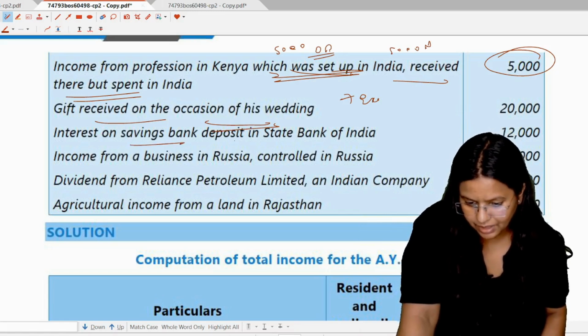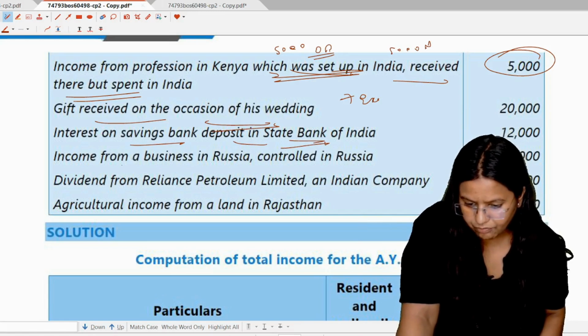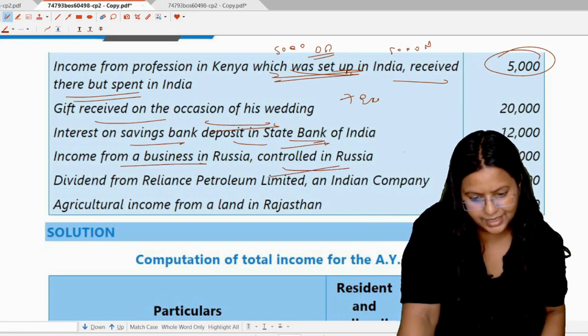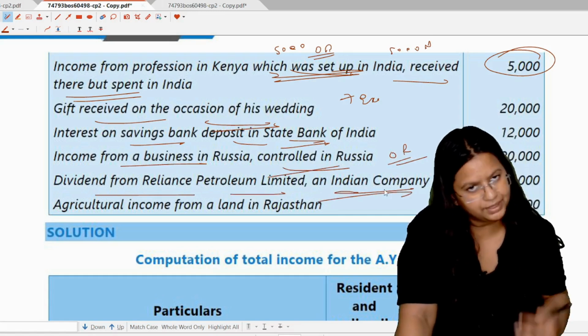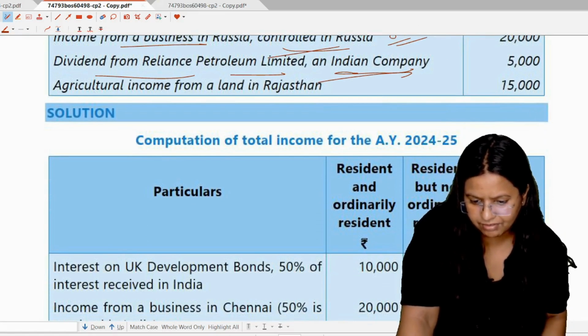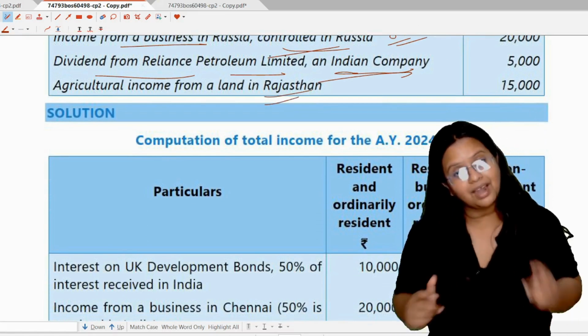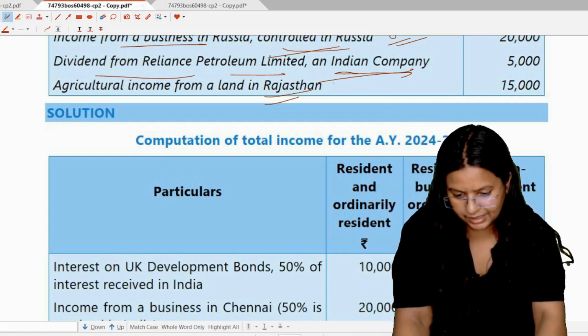Interest on saving bank deposit in SBI, taxable for all. Income from business in Russia, controlled in Russia, taxable only for OR. Dividends from Reliance Petroleum Limited, an Indian company, taxable for all the persons. Agricultural income from land in Rajasthan, exempt under Section 10 clause number 1 for all the persons. Okay, so this is the income here.